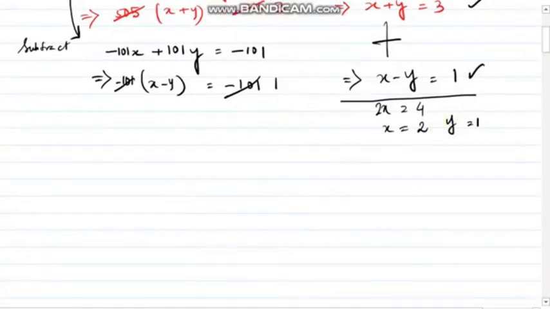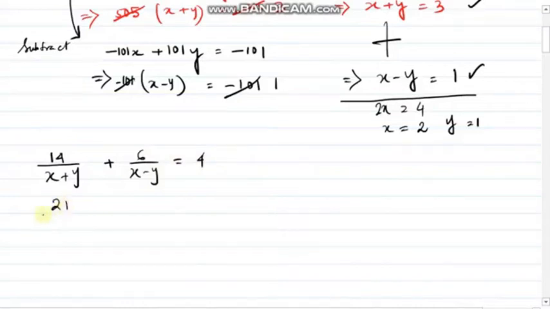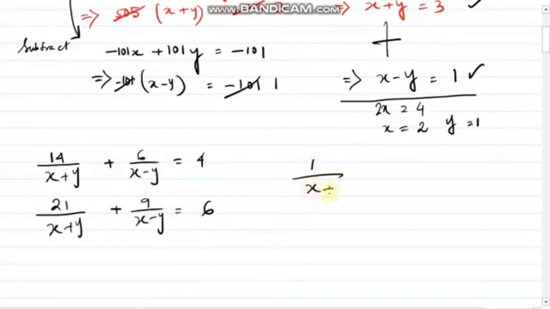Okay. Next one. Suppose the equation is in this format: 14 divided by x plus y, plus 6 divided by x minus y, equals 4. And the other equation is 21 divided by x plus y, plus 9 divided by x minus y, equals 6. So when you have this type of equation, first you will assume 1 divided by x plus y as a and 1 divided by x minus y as b.